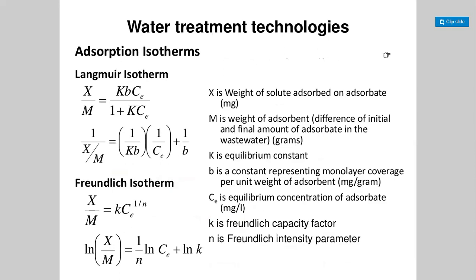Water treatment technology says adsorption theories. X is the weight of solute adsorbed in milligrams, and M is the weight of adsorbent, the difference of the initial and final amount of adsorbate in the wastewater in grams. K is the equilibrium constant. B is a constant representing monolayer coverage per unit weight of the adsorbent, and C is the equilibrium concentration of adsorbate. K is the Freundlich capacity factor and 1/n is the Freundlich intensity parameter.